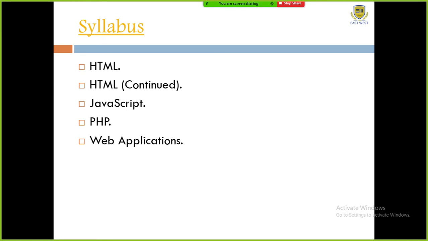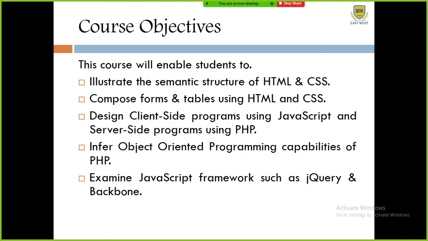Right, thank you. Before going into this syllabus in depth, what are the objectives we can observe, what a student will be able to do. This course will enable a student to, first, illustrate the semantic structure of HTML and CSS. Second, compose forms and tables using HTML and CSS.